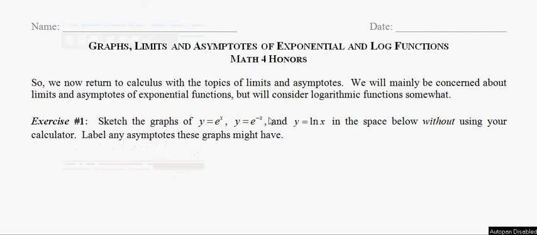I'm Kirk Weiler, and today we're going to be looking at graphs, limits, and asymptotes of exponential and log functions. So, we've now covered the basics of exponentials and logs along with their algebra and their modeling purposes. Really, once you've tackled all of that, you've looked at the pre-calculus of exponentials and logs. What we're going to start to get into in the next few lessons is some of the basic calculus.